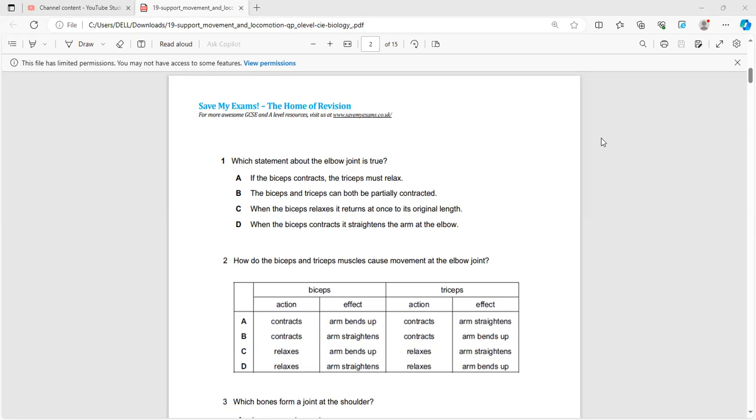Now, in a previous video in which I discussed the lecture in great depth, I told you about the rotation of the two types of joints, the elbow and the ball and socket joints, and the corresponding bones which are involved. So let's start with question one.